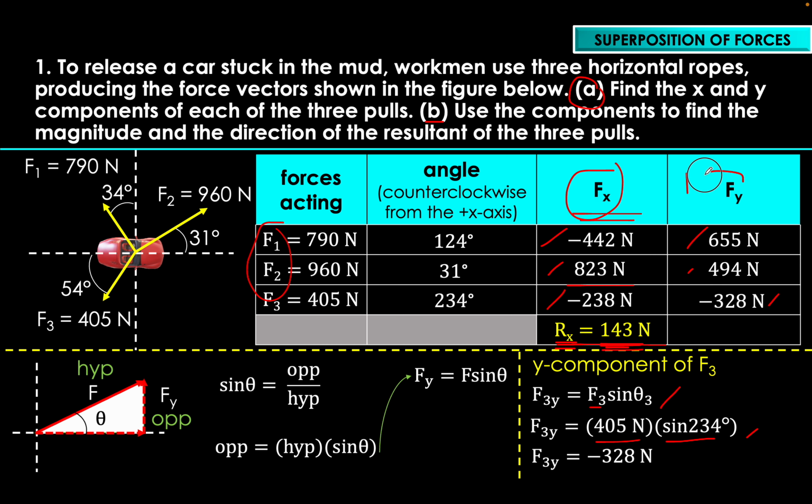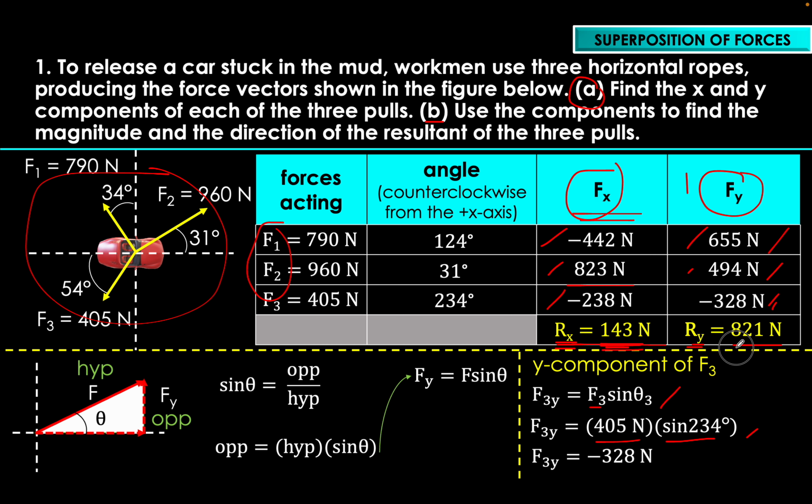And then you do the same for F sub y. You add 655 newtons plus 494 newtons plus negative 328 newtons. You're supposed to get 821 newtons. What does it mean? What's R sub y? It simply means that these 3 forces acting on the car, if you were to represent them with a single force, then that single force vector would have a y component of 821 newtons.